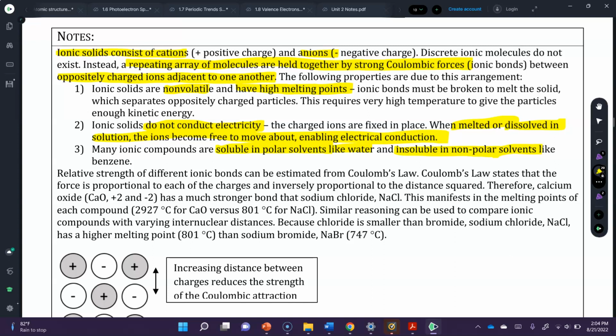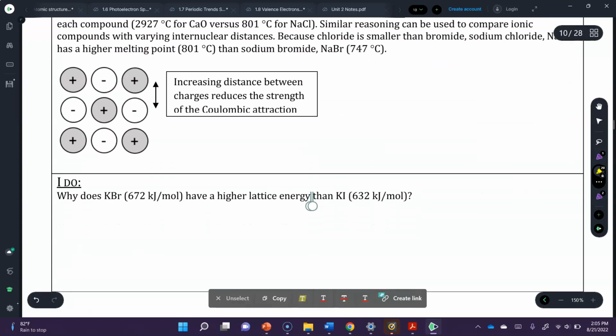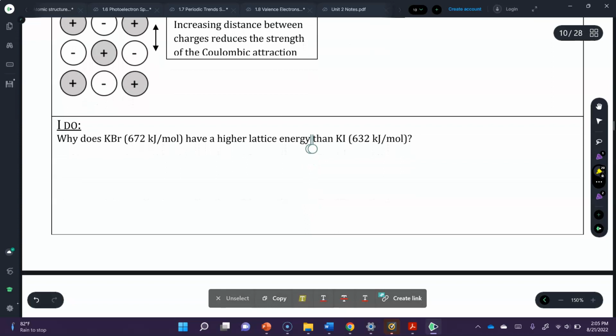Similar reasoning can be used to compare ionic compounds with varying internuclear distances. Because chloride is smaller than bromide, sodium chloride has a higher melting point than sodium bromide, so attractive force would be stronger in sodium chloride, requiring more energy to melt it. And so we see a visual here. And we're ready for our I do.